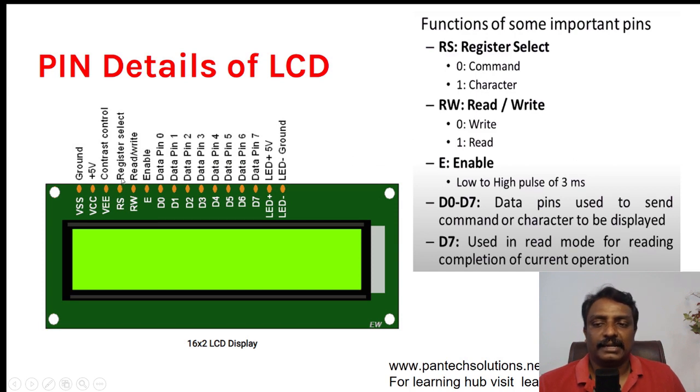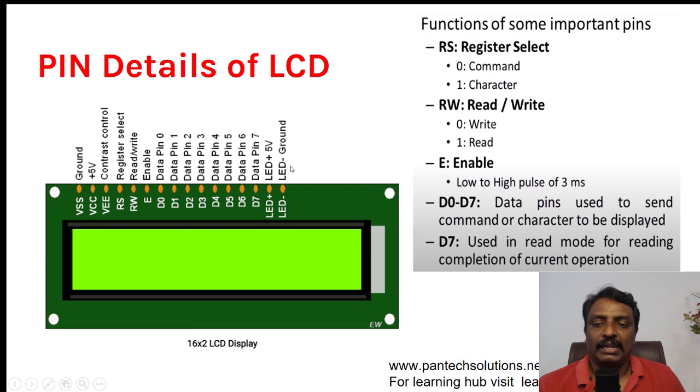So the register select: you could give a command as well as data. If you give a command, the register select should be 0. If you give data, the register select should be 1. The LCD module accepts both command as well as data. For read or write, it could read the data or write the data. Sorry, write is 0 and read is 1. We are going to use only write, so it will be 0.